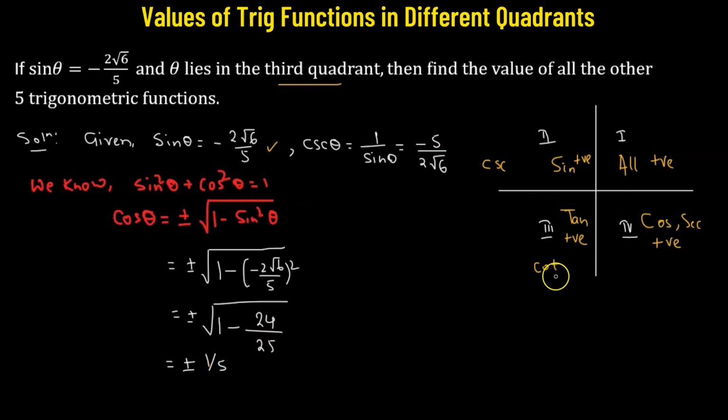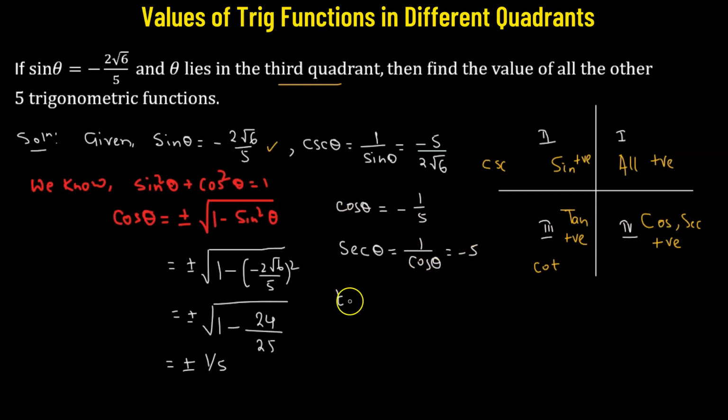Now in the third quadrant, the tangent and cotangent are positive, so that means the cosine function is going to be negative. So our cosine function has to be a negative value, so it's going to be negative 1 over 5. Now that we have the value of cosine theta, we can also find the value of secant theta, because it's the reciprocal of the cosine function. So secant theta is 1 over cosine theta, and its reciprocal will be negative 5.